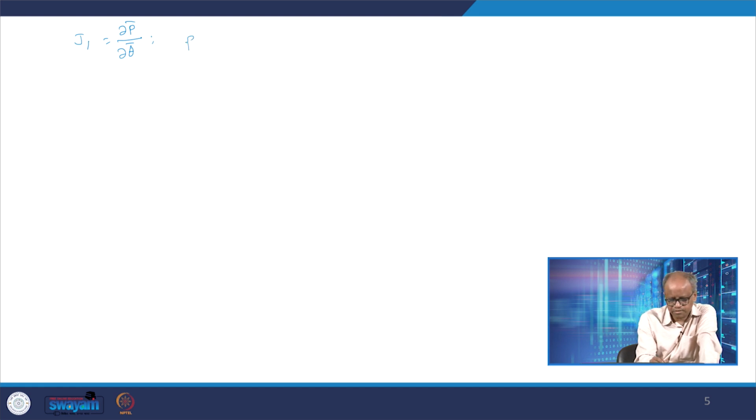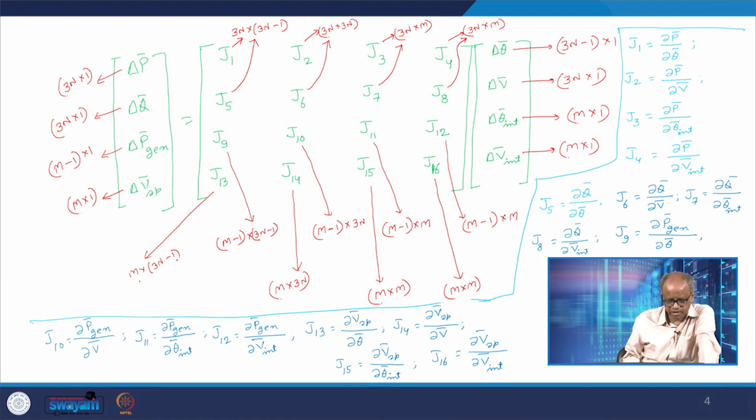To do that, let us first recall what the P vector and the theta vector are. Without this recollection we will not be able to write down the elements of J1. So what is the P vector? It is basically a 3n cross 1 vector which essentially has the specified power at each bus corresponding to each phase.